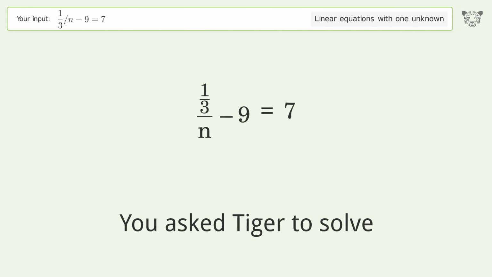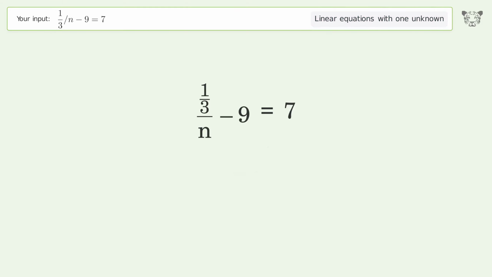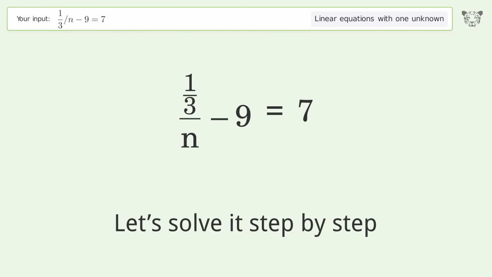You ask Tiger to solve. This deals with linear equations with one unknown. The final result is n equals 1 over 48. Let's solve it step by step.